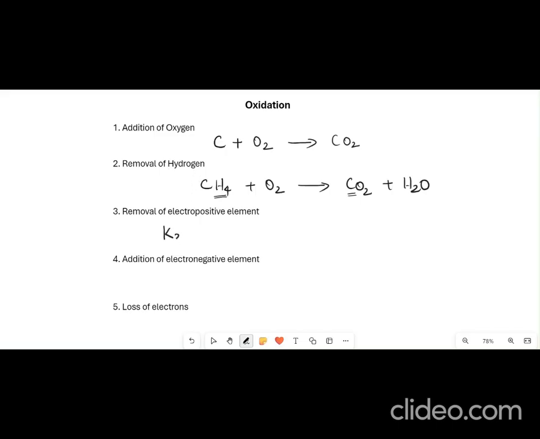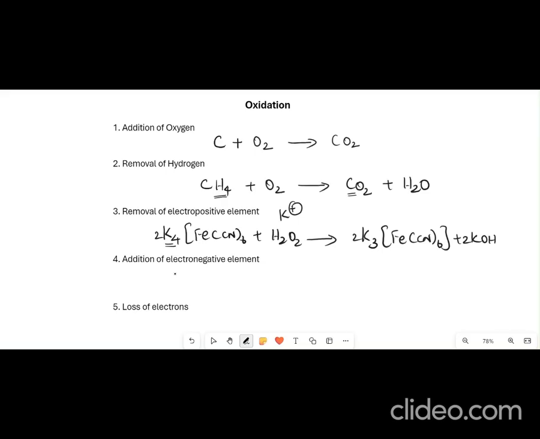One more type of oxidation: take a coordination compound like K4[Fe(CN)6], which reacts with hydrogen peroxide and forms K3[Fe(CN)6] plus KOH. In this case, if you observe, there is removal of an electropositive element, K+. K4 is converted to K3[Fe(CN)6]. So removal of an electropositive element has happened, and this is also a type of oxidation.